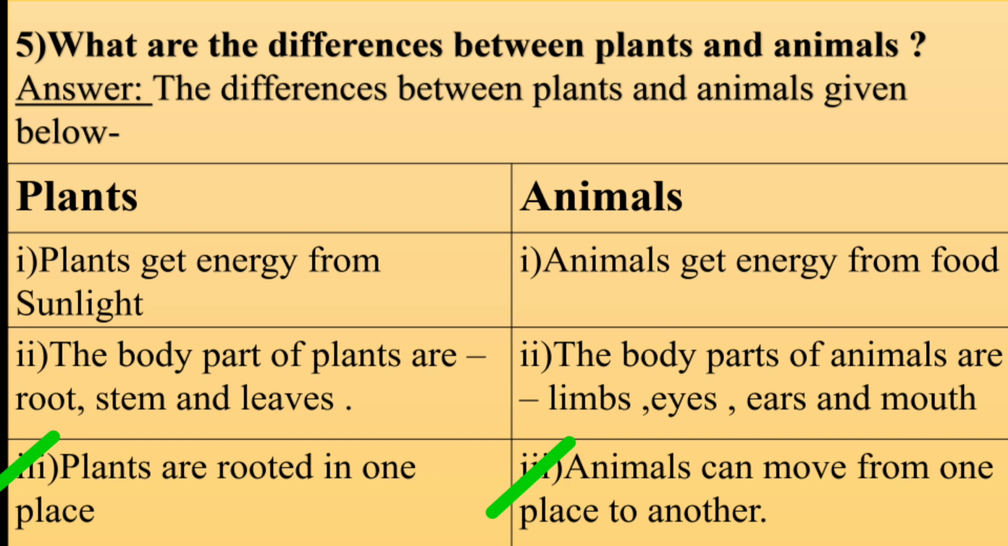So this was a very easy question. You can write it very easily. So that's how we can write the answer: write the differences between plants and animals. So I have finished the discussion of the broad question answers. After that, I will talk about the feedback.